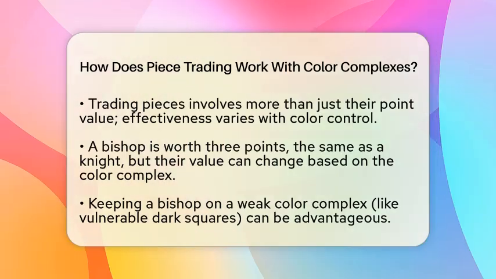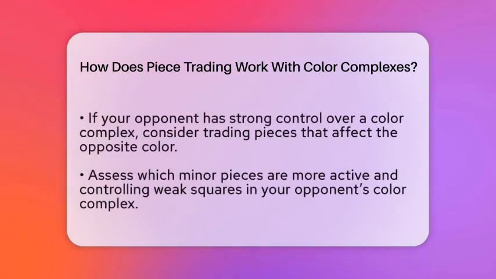A practical rule to follow is to assess which minor pieces are more active and controlling weak squares in your opponent's color complex. You want to trade pieces that are less effective in controlling important squares. This helps you maintain or increase your control over critical areas of the board while limiting your opponent's options.